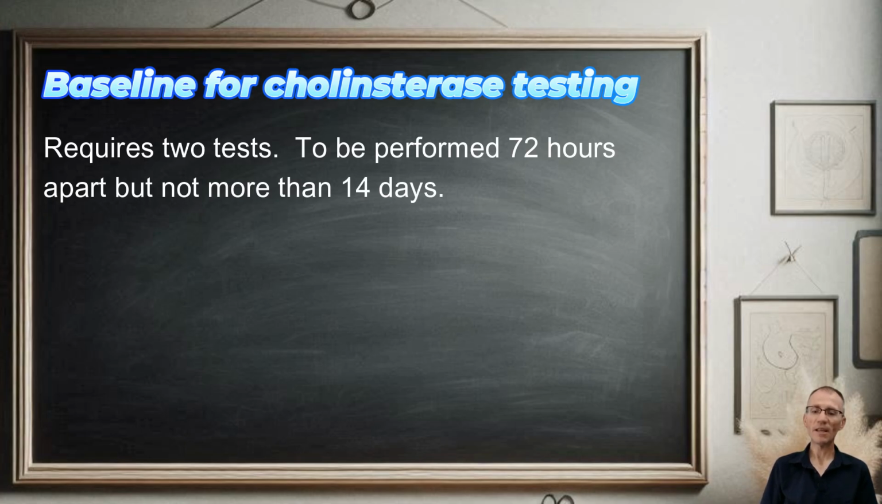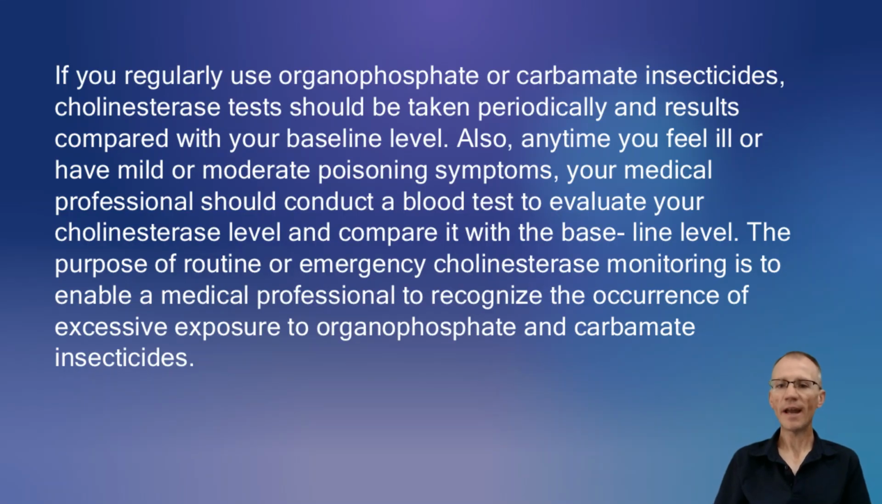So just remember some of these numbers and timelines, because this is very important when it comes to these core pesticide exams. They love to put in a lot of questions about cholinesterase inhibition. If you regularly use organophosphate or carbamate insecticides, cholinesterase tests should be taken periodically and results compared with your baseline level. Also, anytime you feel ill or have mild or moderate poisoning symptoms, your medical professional should conduct a blood test to evaluate your cholinesterase level and compare it with the baseline level.